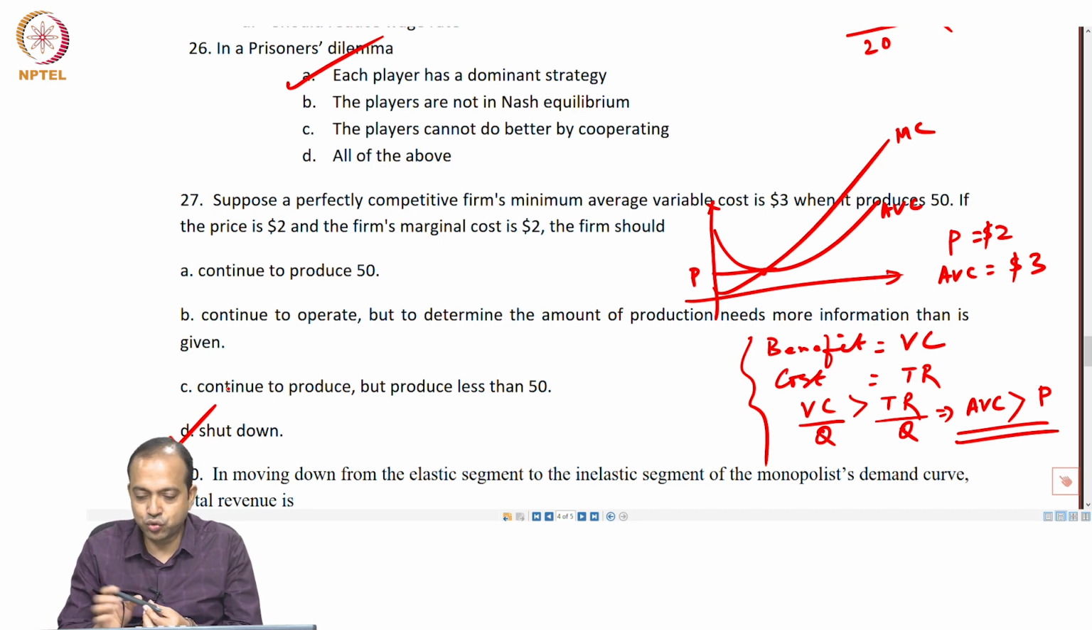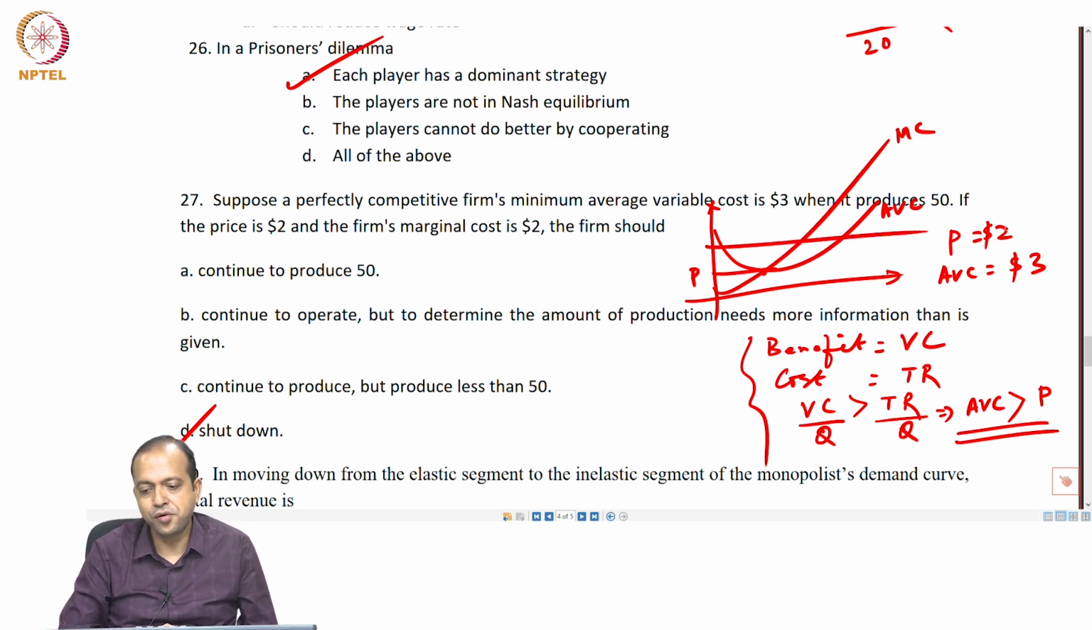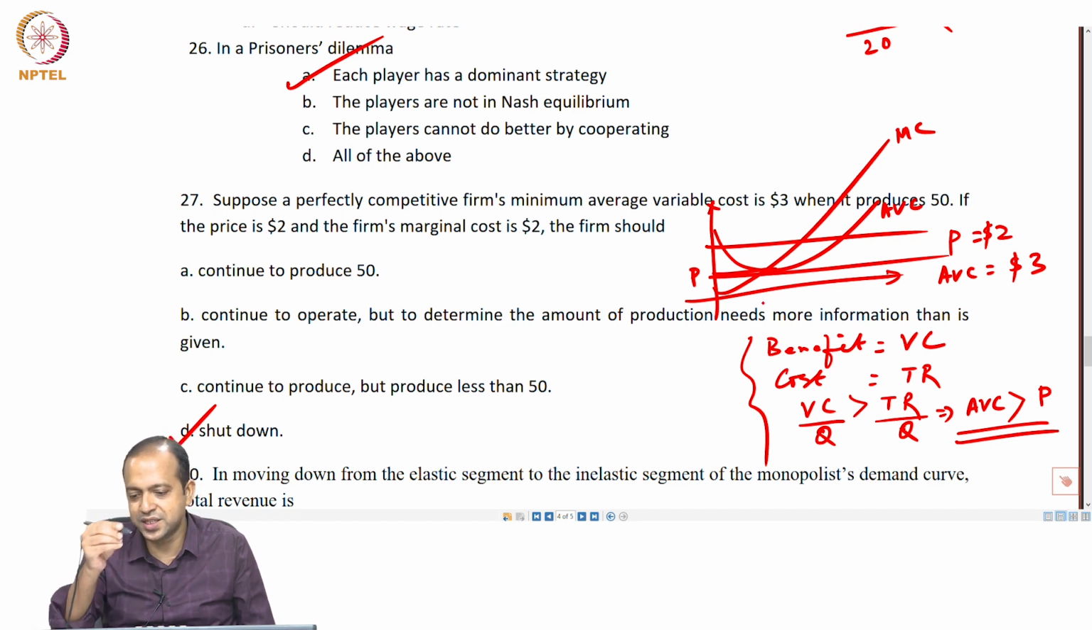So, to operate, the firm should have got a higher price here. Then you see P equals MC is achieved at a point which is more than AVC. So, the demand here is such that P equals MC is achieved at a point which is less than AVC.